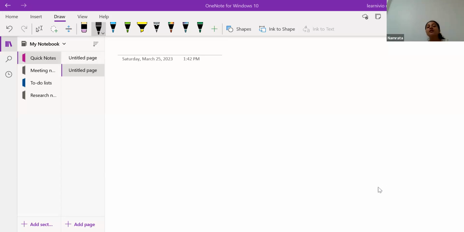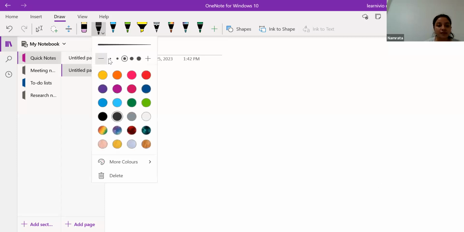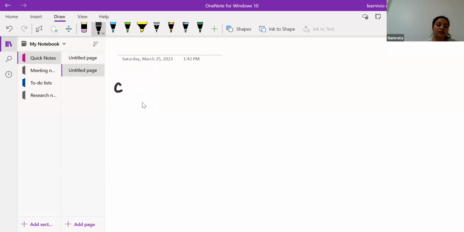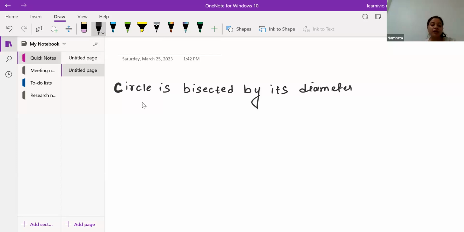Now, for the first time a Greek mathematician whose name was Thales came and proved the first theorem, that is a circle theorem, or a theorem which is related to the circle. That theorem says that a circle is bisected by its diameter. This was one of the first proofs given by the Greek mathematician Thales.